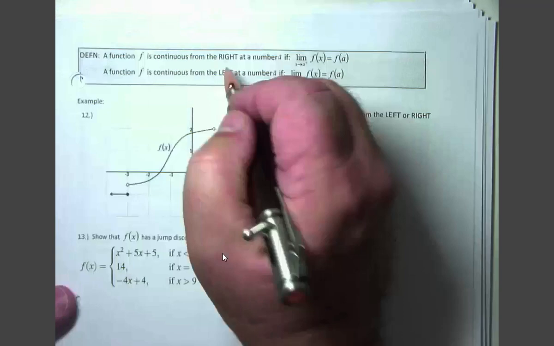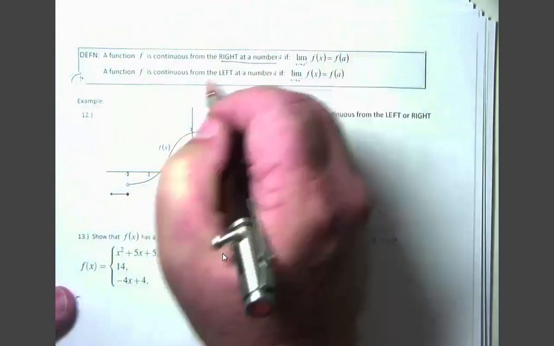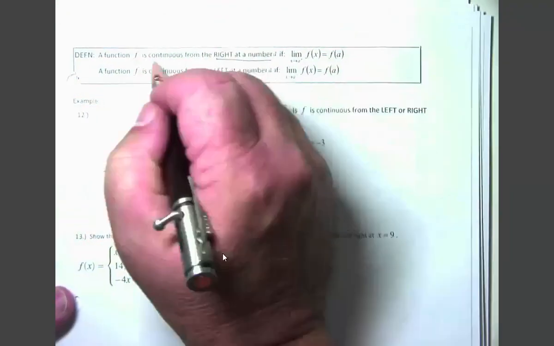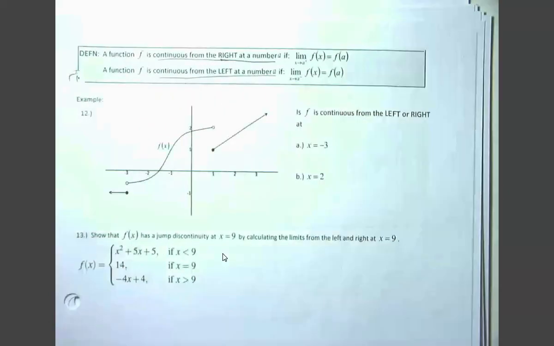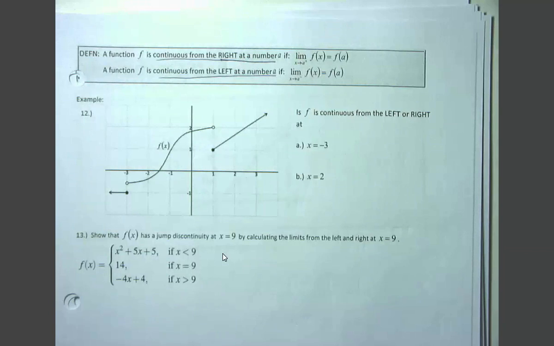This is a very lame definition of being continuous on the right and being continuous on the left at a number a. In English, what does this mean? A function is continuous when the functional value equals the limit. But what if the limit from the left and right aren't the same thing?